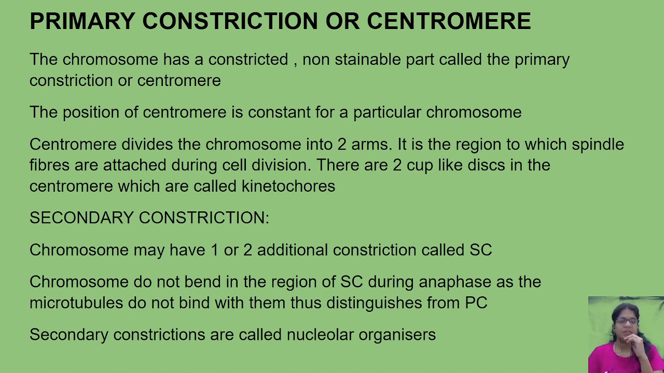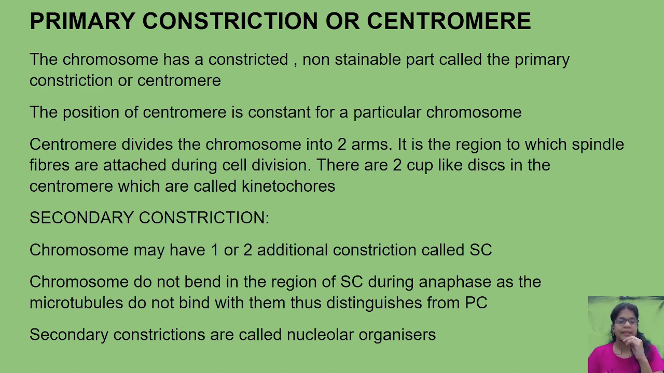Okay, the chromosome has a constricted non-stainable part called the primary constriction, or it's also called a centromere. The position of the centromere is constant for a particular chromosome. I told you a chromosome has a disc-like structure in the center called the kinetochore, to which the spindle fibers get attached during cell division. So the centromere divides the chromosome into two arms. It is the region to which the spindle fibers get attached. I told you the kinetochores are two couplet discs present on either side of your centromere. That is where you will have the binding of your spindle fibers.